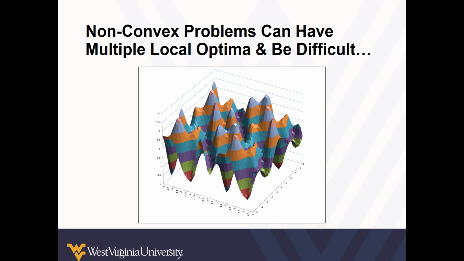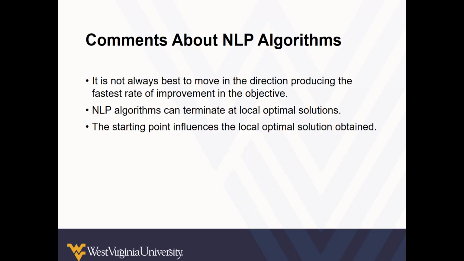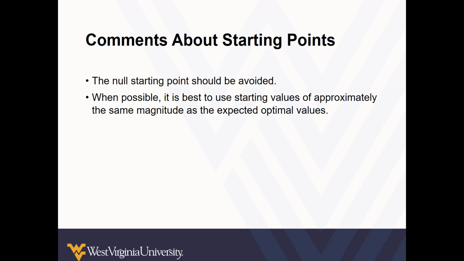But what we can take away from nonlinear programming algorithms is that it's not always best to move in the direction producing the fastest rate of improvement in the objective, and that nonlinear programming algorithms can terminate at local optimal solutions, and the starting point influences the local optimal solution obtained. So when we're choosing our starting point, we want to avoid the null starting point, and when possible, we want to use starting values of approximately the same magnitude as the expected optimal values.